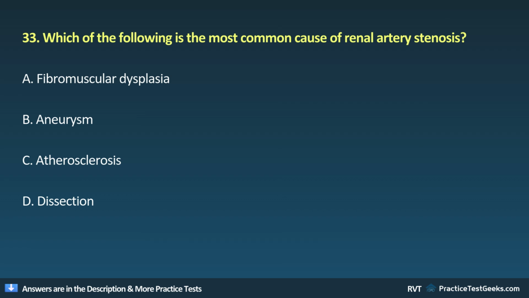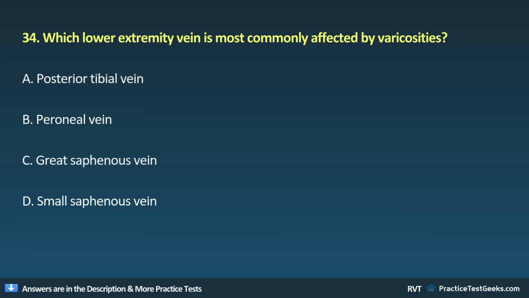33. Which of the following is the most common cause of renal artery stenosis? A. Fibromuscular dysplasia. B. Aneurysm. C. Atherosclerosis. D. Dissection.